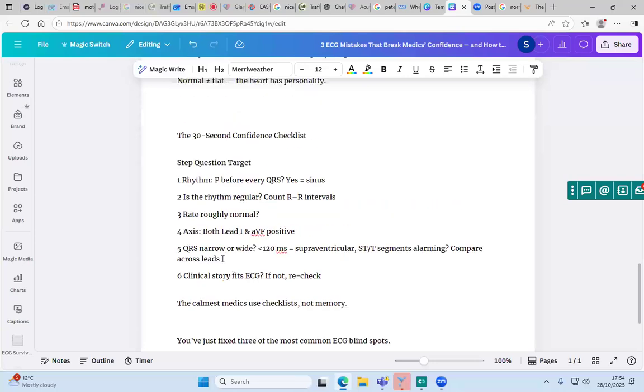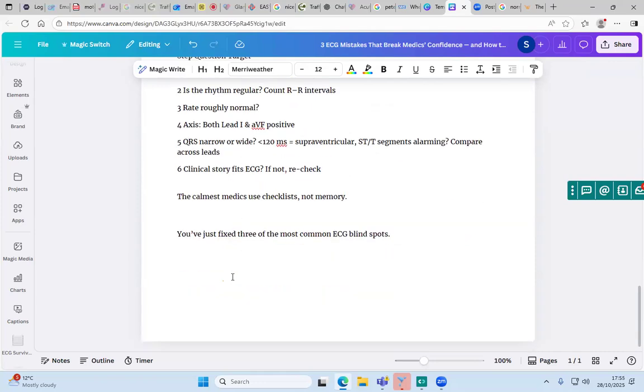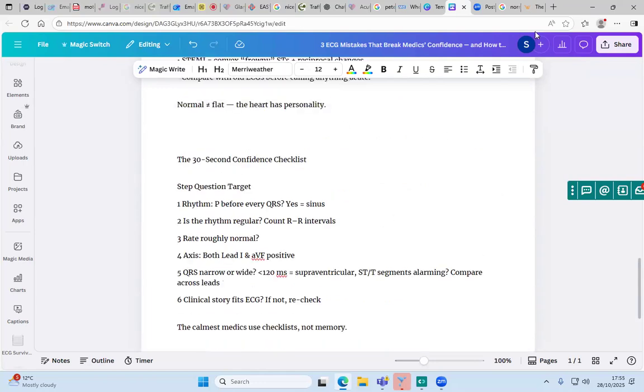So the 30-second ECG checklist is: is there a P wave before every QRS wave, is the rhythm regular, is the rate roughly normal, are lead 1 and aVF positive, is the QRS narrow or wide? If it is less than 120, it's supraventricular, greater than 120, ventricular. And the ST segments: compare across leads. Does the clinical story fit?